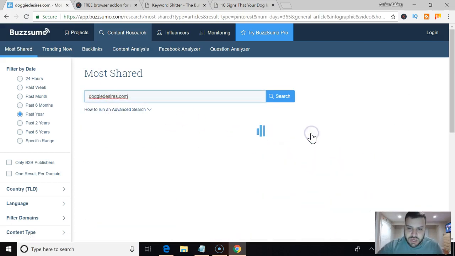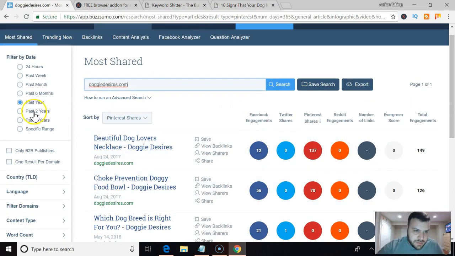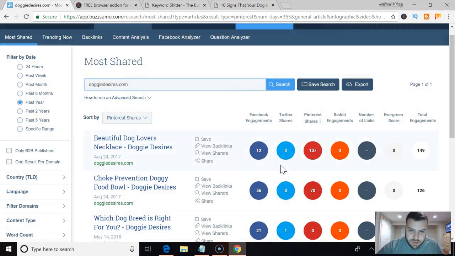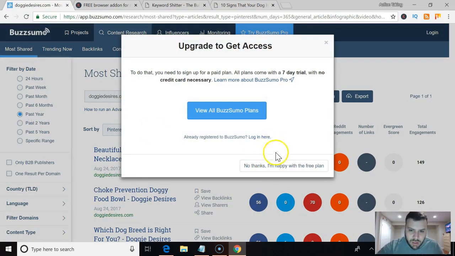So let's go to Pinterest Shares. It's weird. Let's see, past 2 years. Expect a free plan. So let's try again. Oh, sorry. Oh, I see. You have to log in to be able to see it.